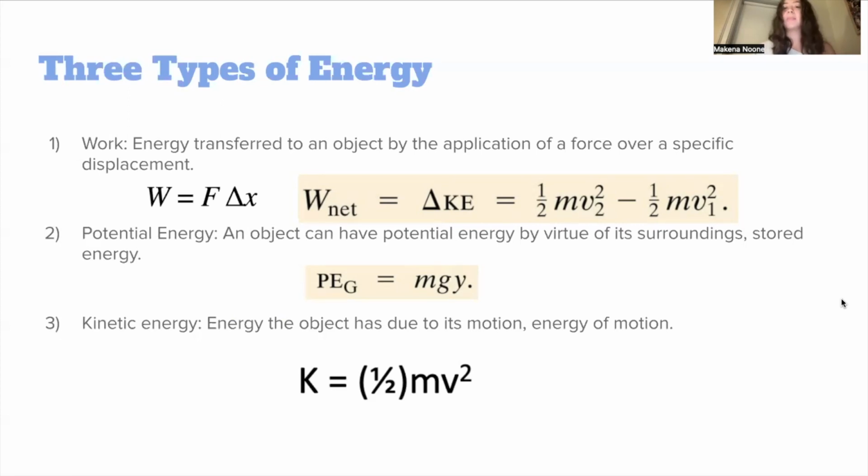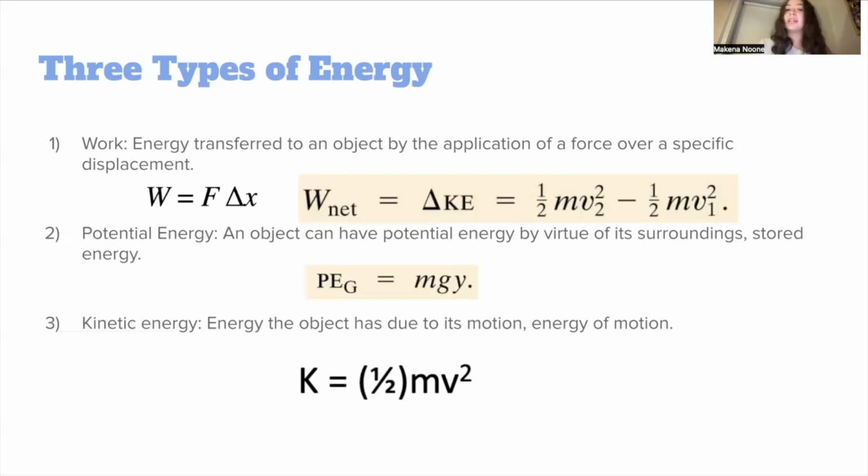Another type of energy at play is potential energy. An object can have potential energy by virtue of its surroundings. It's also referred to as stored energy. In this specific case, the type of potential energy used is gravitational potential energy. Gravitational potential energy is represented by the equation PEG is equal to mgy, where m is the mass, g is the gravitational force of acceleration, which is 9.8 meters per second squared, y is the height.